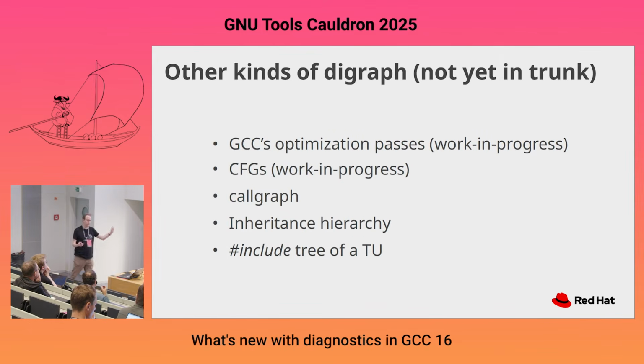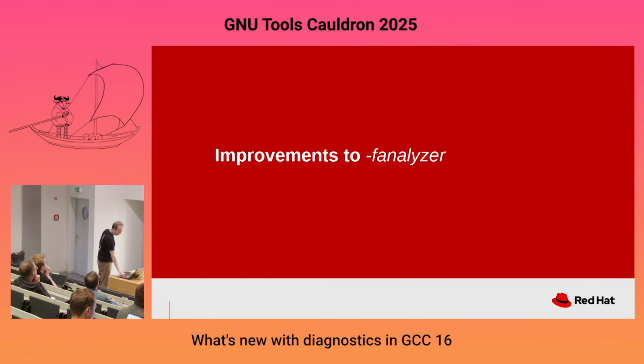Other ideas, which aren't yet in trunk, are capturing the call graph, or the C++ inheritance hierarchy, or indeed, here are all the #includes and what those include, and so on and so forth, which we could capture quite easily through this mechanism. So that was the improvements to how GCC outputs diagnostics.